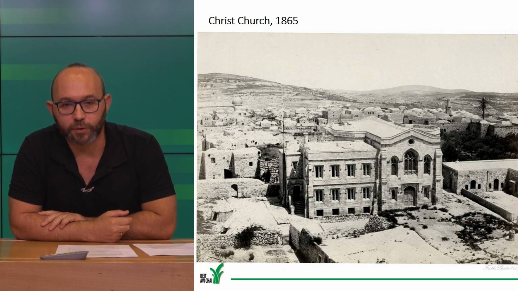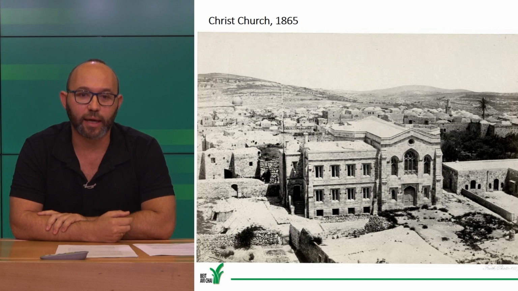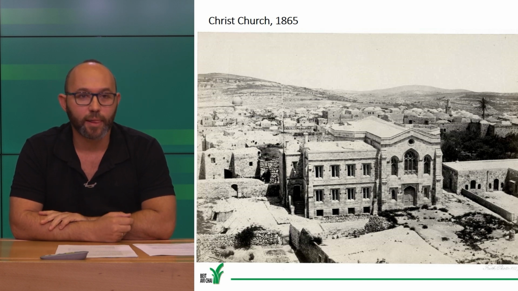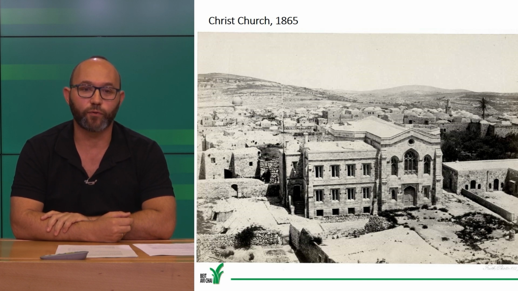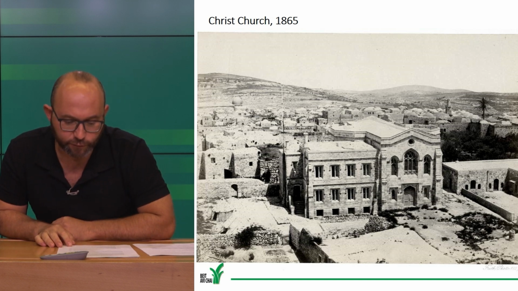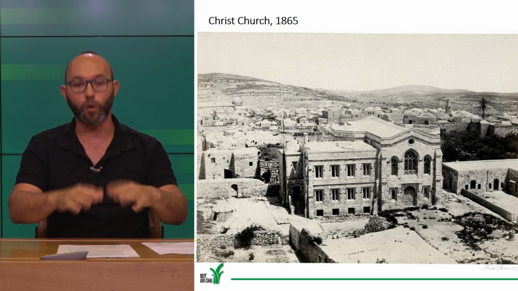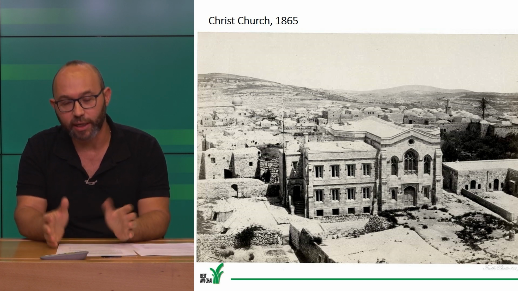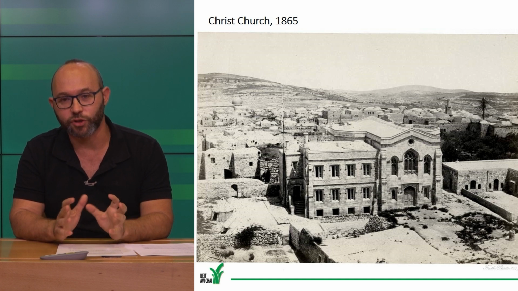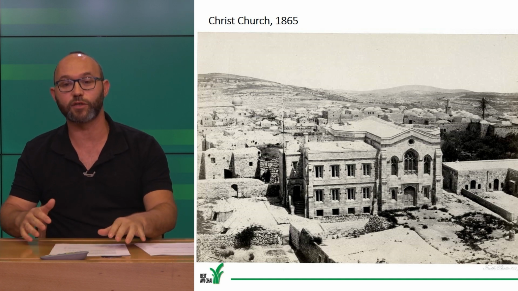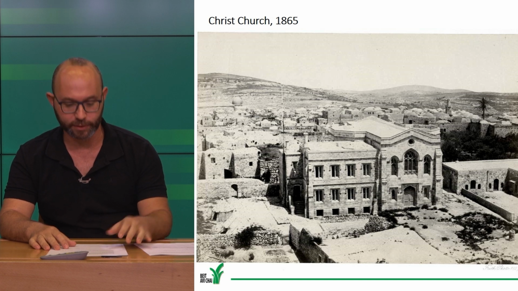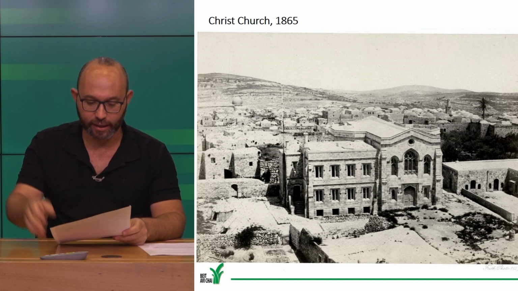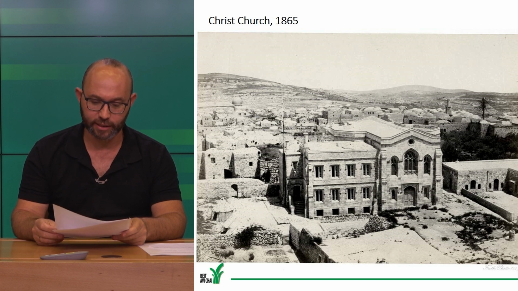This is one of the examples. This is Christ Church, an Anglican Protestant church in Jerusalem that was built in 1840 and created the first, I would say, Protestant compound within the old city. This was actually a compound which included a church, the residence of the British consul, and also a hospital. And it does resemble the way that the foreign empires involved themselves within Jerusalem.